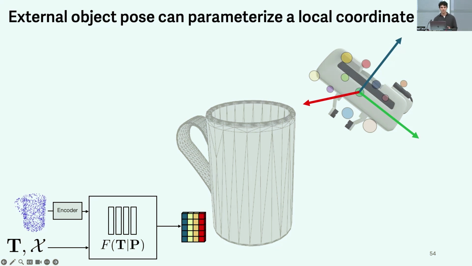Now those descriptor distances induce an energy that can be minimized to obtain a pose that matches a demonstration. Here we're seeing that visualized. So we're optimizing over this pose T to find a pose such that the descriptor for T, conditioned on the new object, matches the descriptor we encoded in the demonstration.